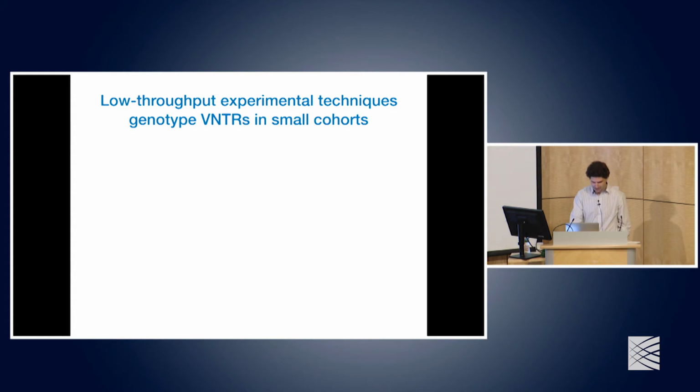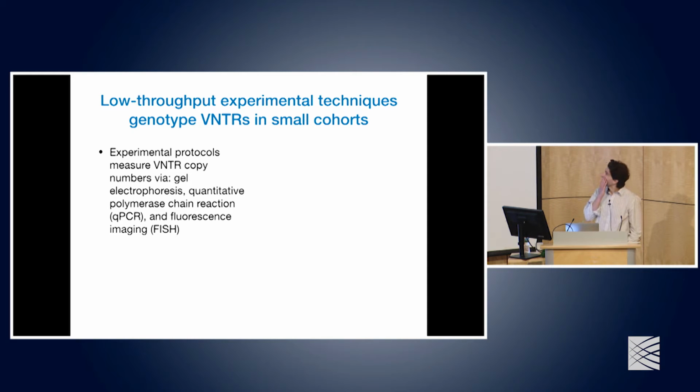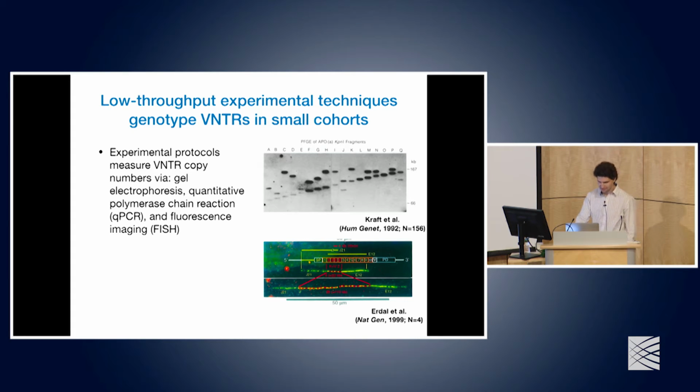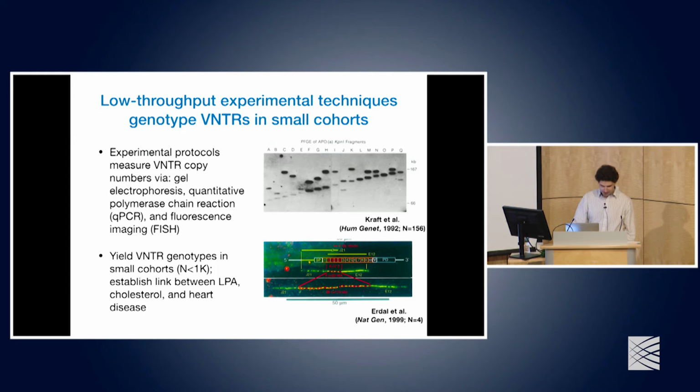And first, there are the experimental techniques. These are generally low throughput and have been used to genotype VNTRs in small cohorts. So experimental protocols have been developed using gel electrophoresis, quantitative PCR, fluorescence imaging. Here's a picture from Kraft et al.'s Human Genetics 1992 paper where they used a gel assay to genotype VNTRs in 156 individuals. And here's the figure I showed you earlier of LPA using fluorescence imaging. Experiments like these yield VNTR genotypes in small cohorts, typically under 1,000, and were used in the 90s to establish the link between LPA, cholesterol levels, and heart disease.